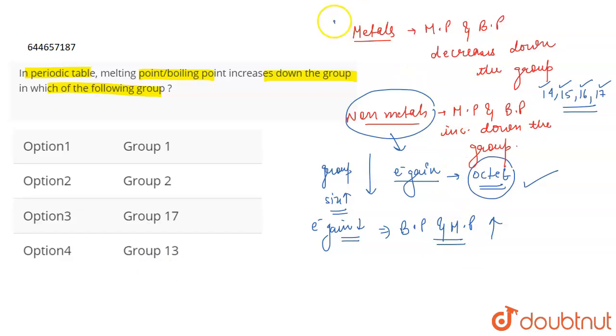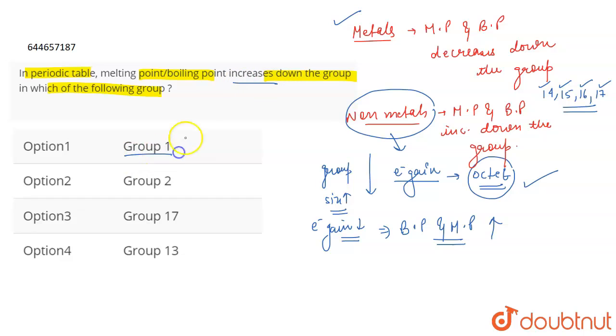On the other hand, metals have a tendency to lose electrons and therefore they show a decrease in the boiling point and the melting point trends. So this is how the melting point and boiling point vary in metals and non-metals. So in this question, they're asking in which it increases down the group. So it increases only in the case of non-metals.